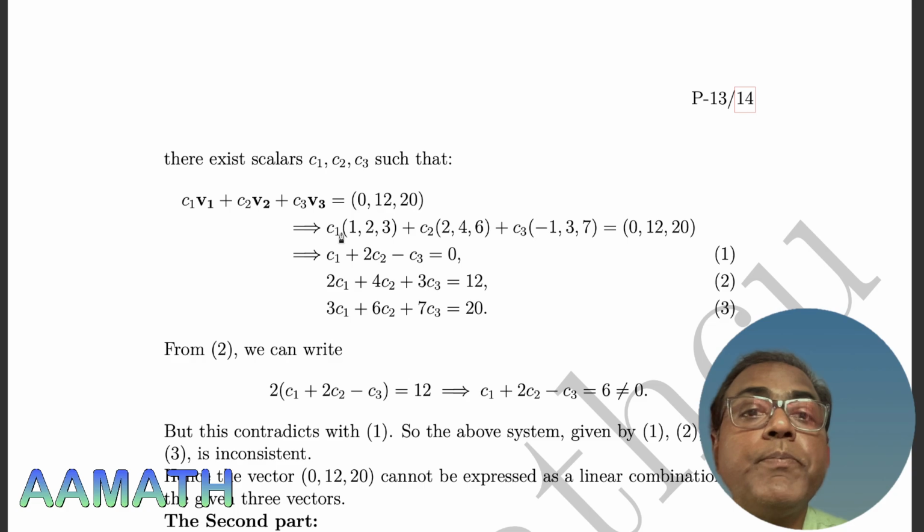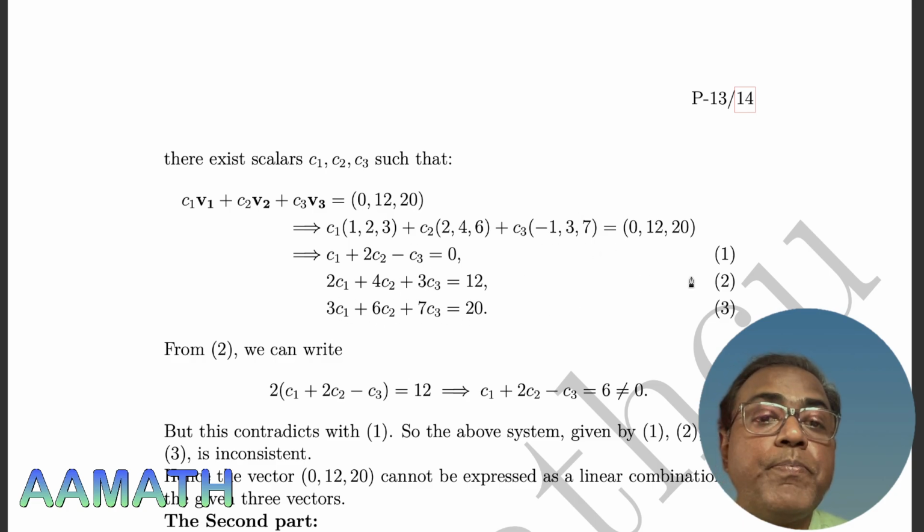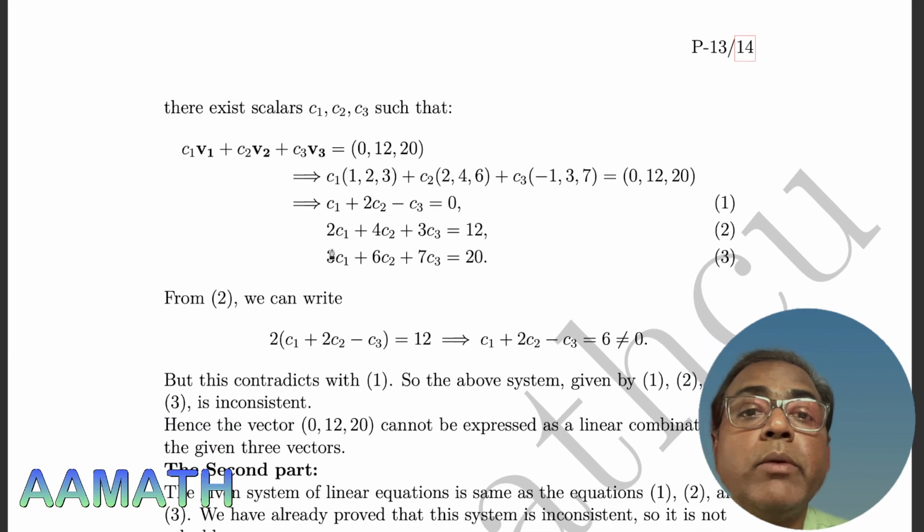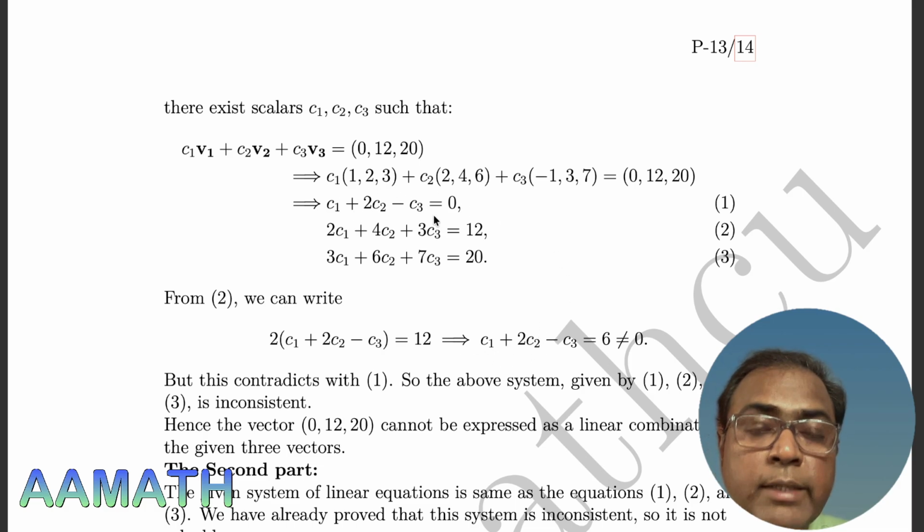After simplification we get the corresponding components. From the first component, C1 plus 2C2 minus C3 equals 0. From the second component, 2C1 plus 4C2 plus 3C3 equals 12. And from the third component we get equation 3. Now from the second equation, taking 2 common from the left hand side, we get C1 plus 2C2 minus C3 equals 6. But from the first equation, C1 plus 2C2 minus C3 equals 0.